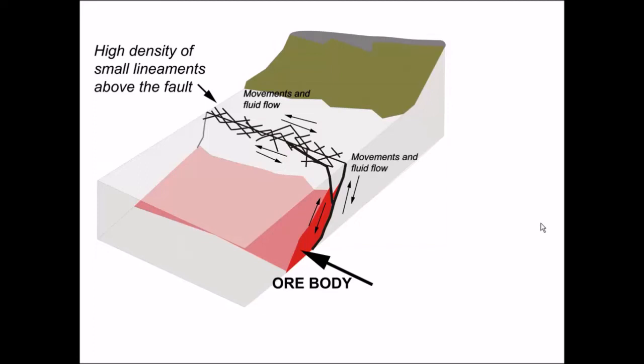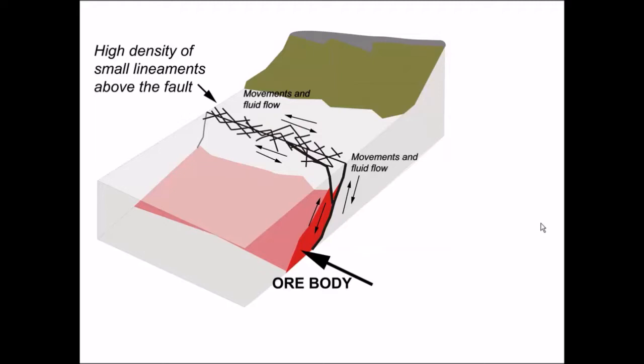Small movements along the fault and the fluid flow with time, and eventually will produce a zone of higher fracture density and alteration above. By studying the lineaments on the surface, we can outline this zone as anomalous and start looking for the underground deep structure. This structure can potentially lead us to the discovery of the ore body.